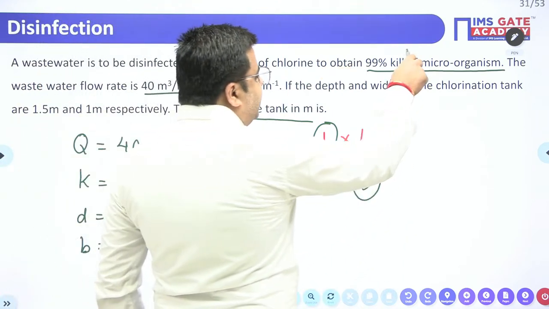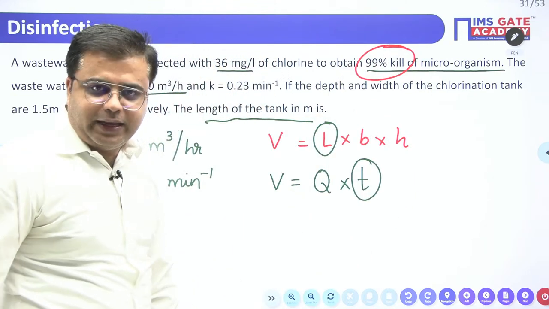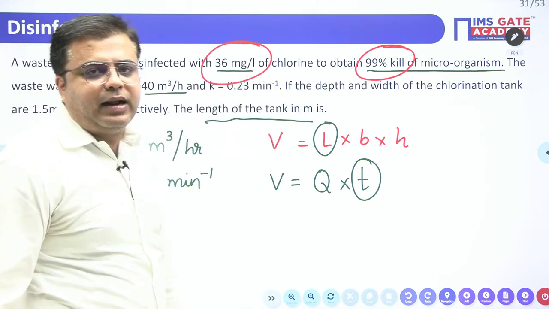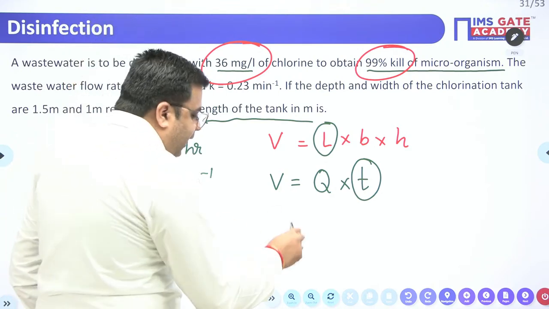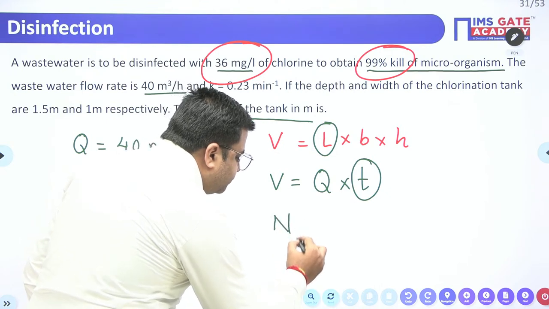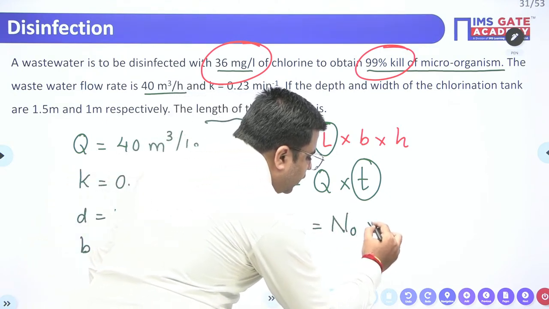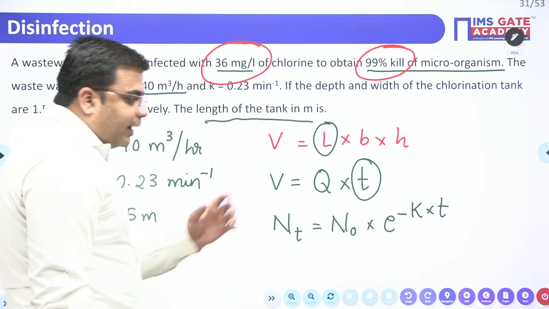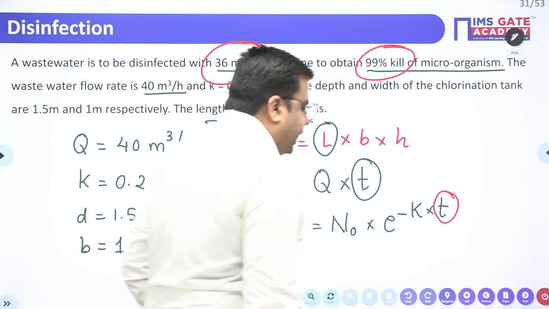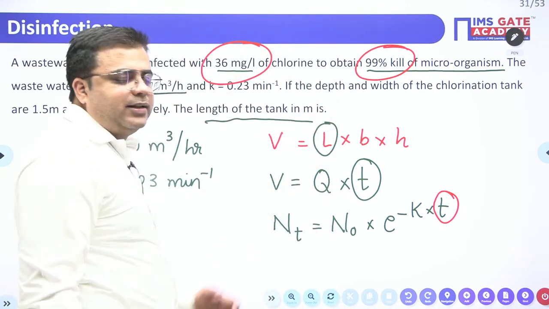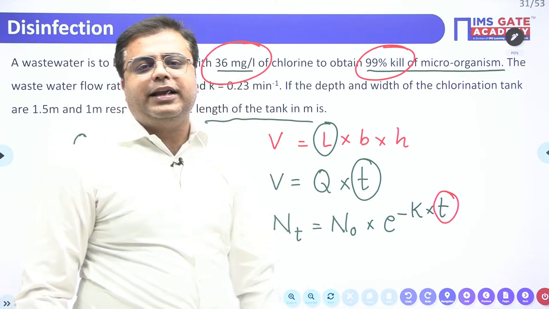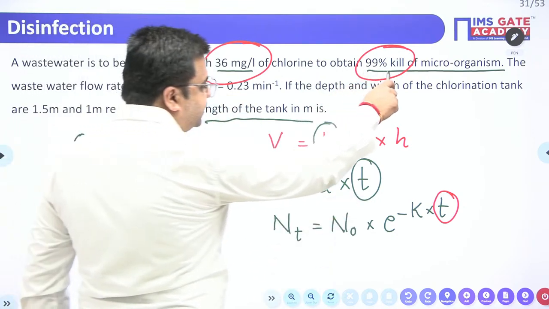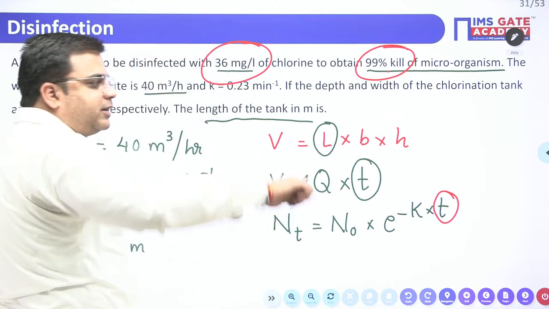We know that 99% killing of microorganisms is happening if we use 36 milligram per liter of chlorine dose, right? So we have this expression of Chick's law, that is Nt is equal to N0 into e raised to the power minus k into t. This expression will tell us in how much time 99% killing of microorganisms will happen. Dear students, if 99% killing of microorganisms is happening, it means only 1% of the microorganisms are left in the system. So if 99% killing is happening, only 1% of the originally present remains.